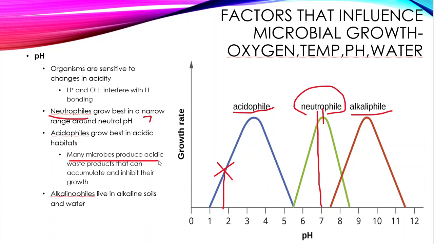We talked about the waste products, but most of the bacterial waste products we haven't spoken of yet are going to be in the form of acidic waste. These can actually accumulate and damage these neutrophiles. But the acidophiles will be very happy to live in that acidic environment. The alkaliphiles live in environments that are naturally alkaline, like soil and water.